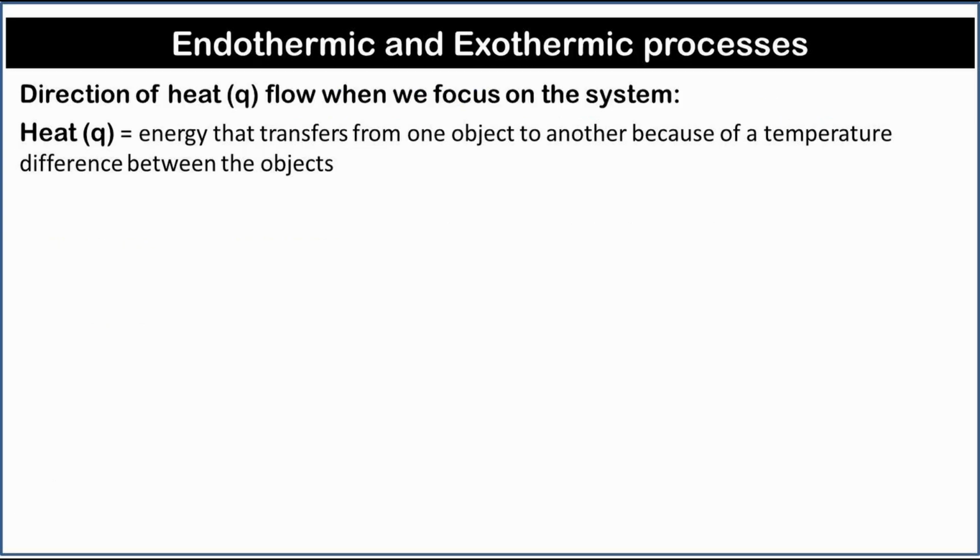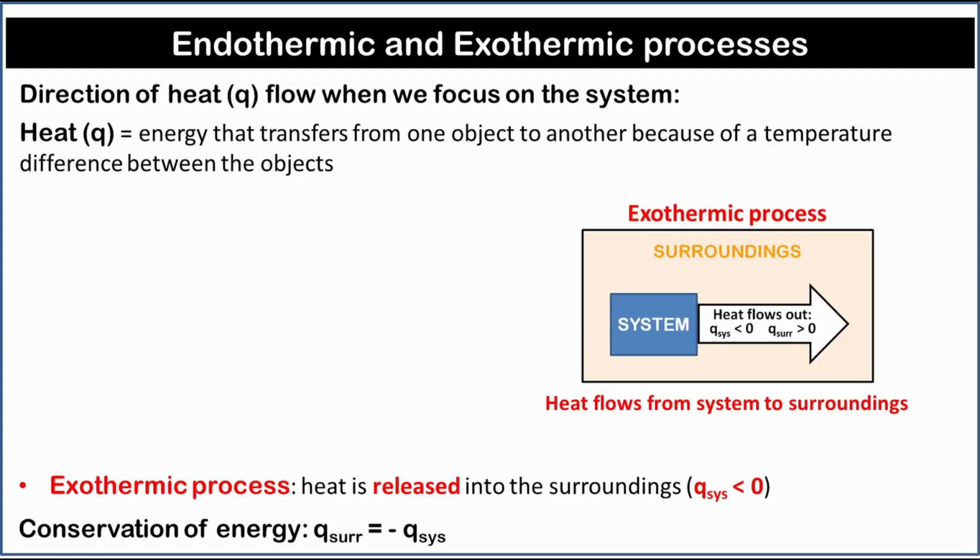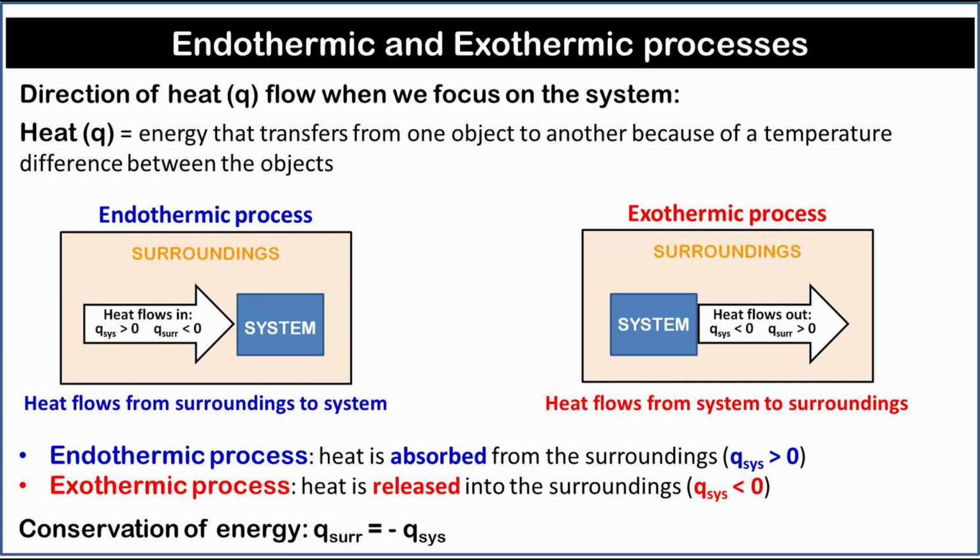Heat is energy that transfers from one object to another, because of a temperature difference between the objects. A process is called endothermic, when heat is absorbed from the surroundings, so the value of heat is positive. A process is called exothermic, when heat is released into the surroundings, so the value of heat is negative. Because energy in the universe must be conserved, the heat absorbed by the surroundings is equal to, but has the opposite sign of, the heat released by the system.